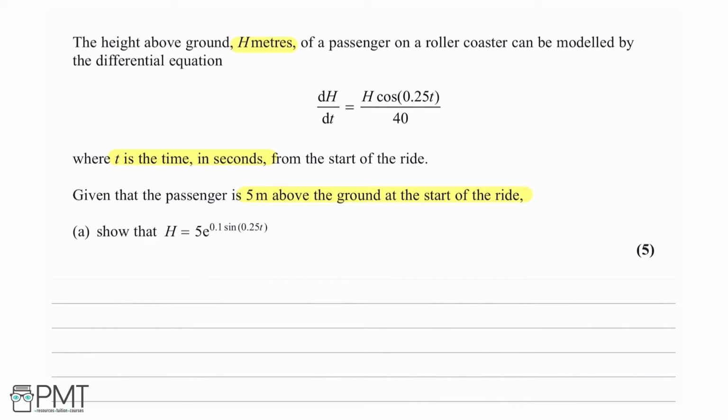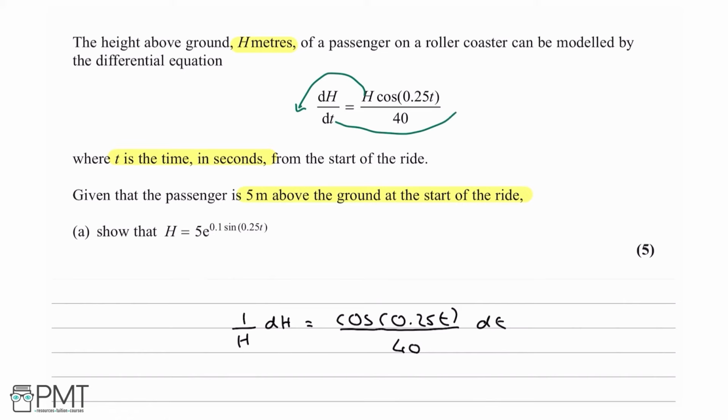What I'm going to do is divide both sides by h and multiply both sides by dt. So we will get 1 over h dh equals cosine of 0.25t over 4t dt. Okay, so all I did was bring the h to the denominator here and bring the dt up to here.